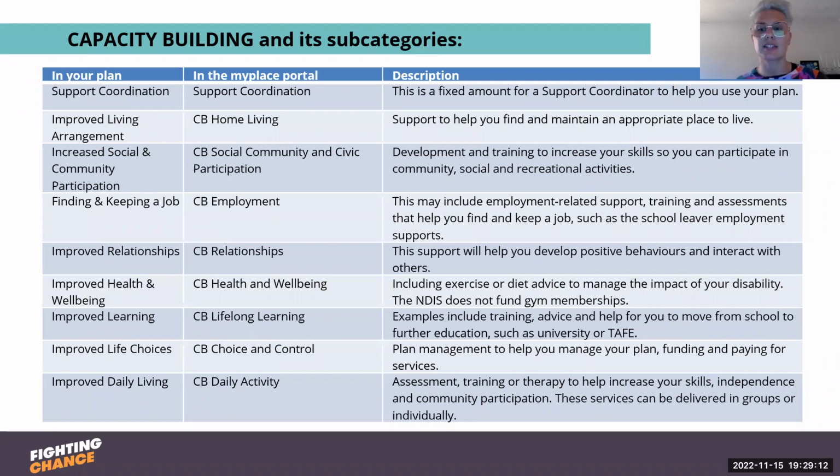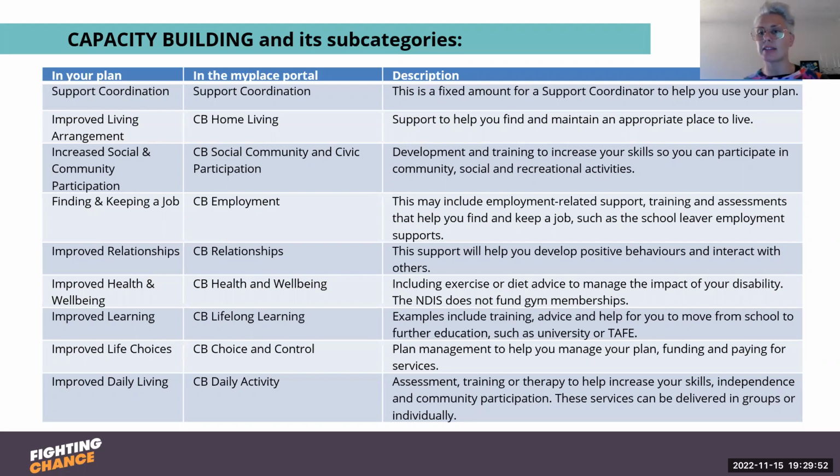Again, it is a stated amount and it is only to be used for behaviour support, either training or plan, which you'll have that allocation there. Improved health and wellbeing. This again doesn't get funded a lot anymore, but essentially it is often put in for dietitian and exercise physiology. Some people get personal training funded, and not a common thing to get funded. A lot of people mainly get exercise physiology, but exercise physiology can also be put in CB daily activity.